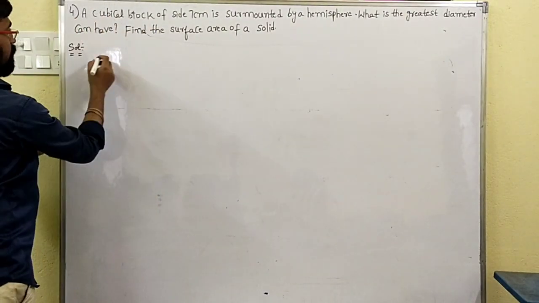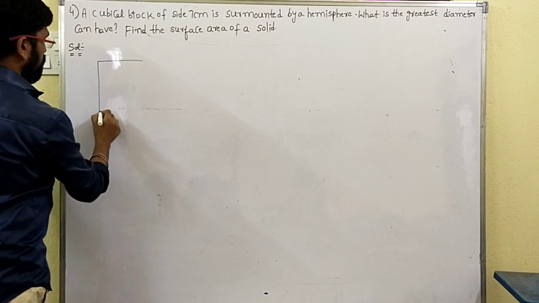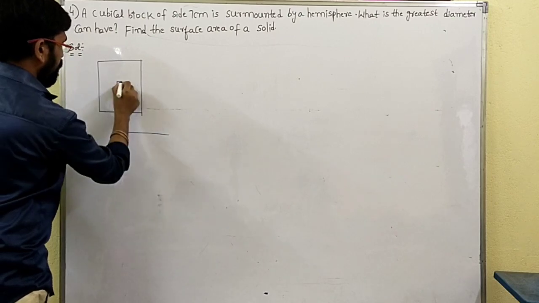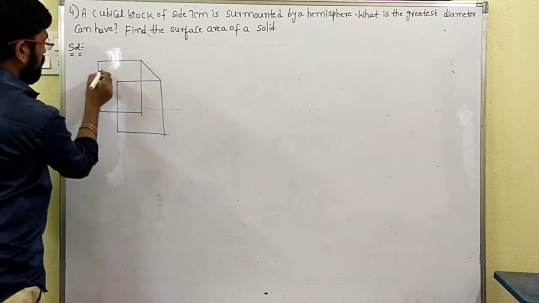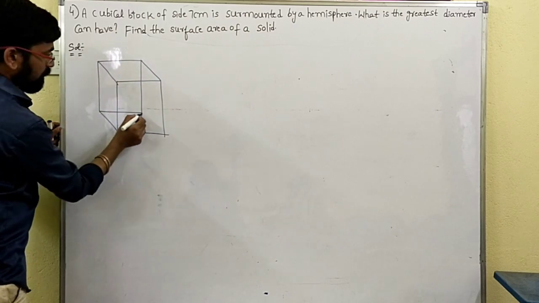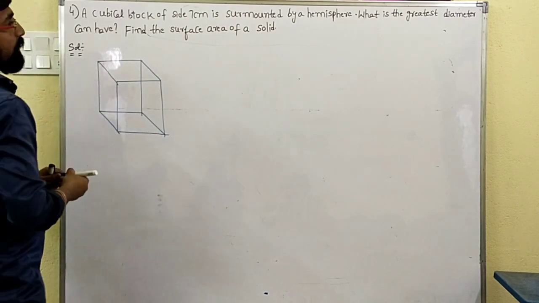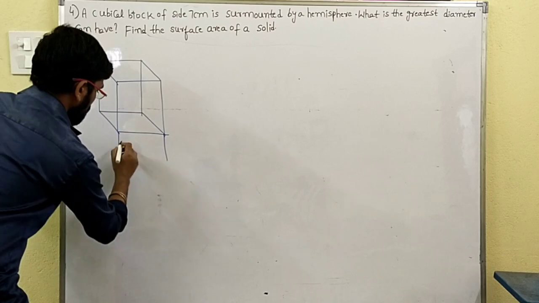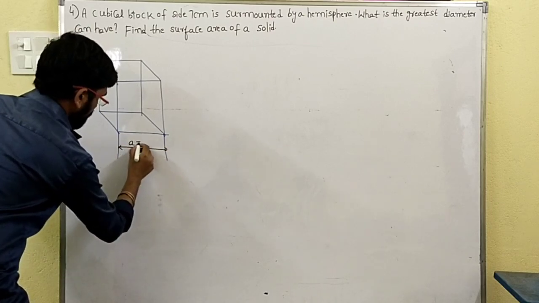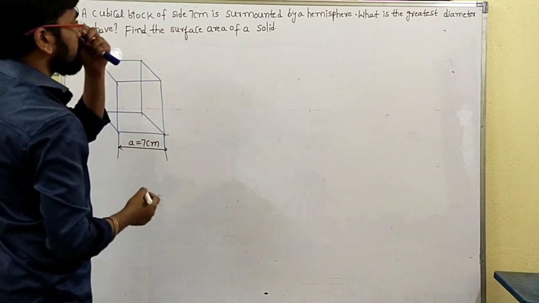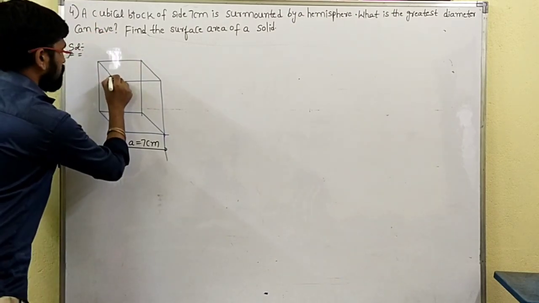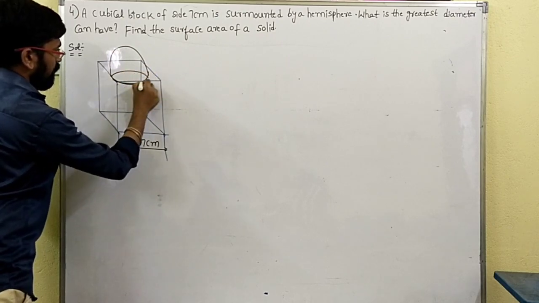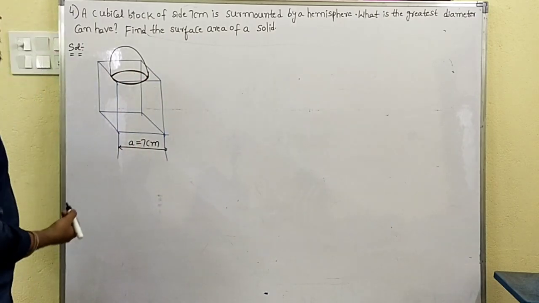Let's see here. There is a cubical block. Cubical block means it is in the shape of a cube. The side of this cubical block is 7 centimeters, and it is surmounted by a hemisphere. On this, there is a hemisphere.